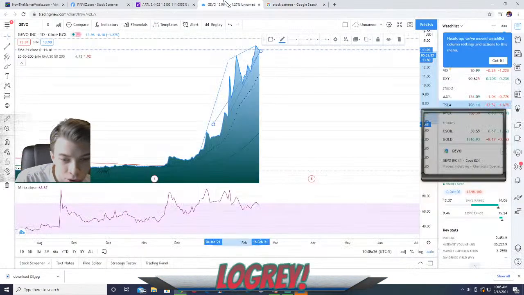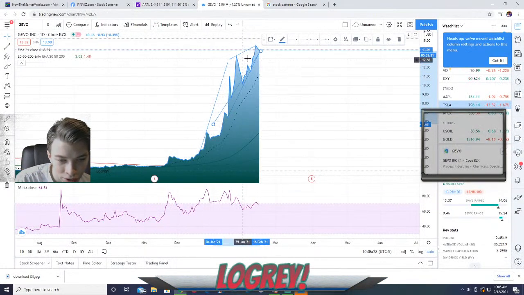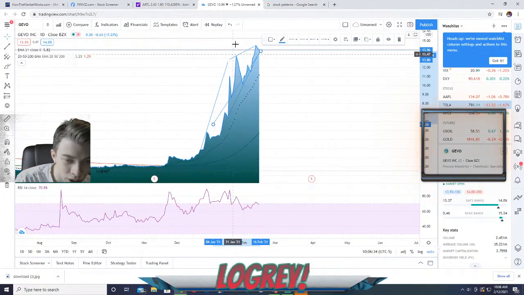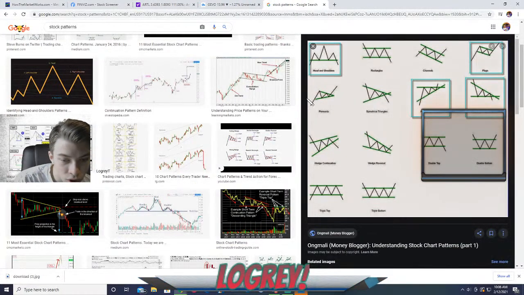And usually what this means is eventually once it hits here, it might go down a little bit, but it's usually going to go pretty far back up because it's starting to go up. Now if it started as down like this, it's still making a bit of a pennant, but it's upside down, meaning it's probably going to go down. But I think Givo is going to continue to go up.